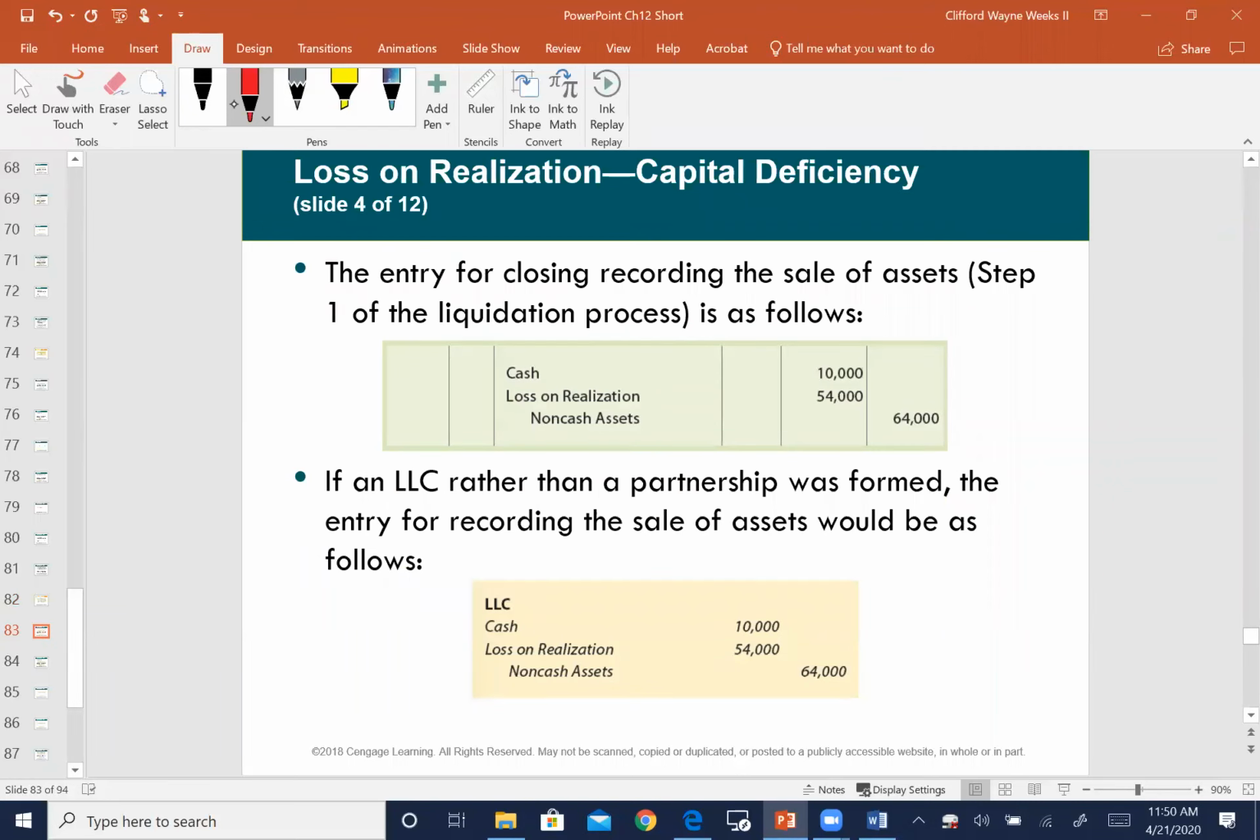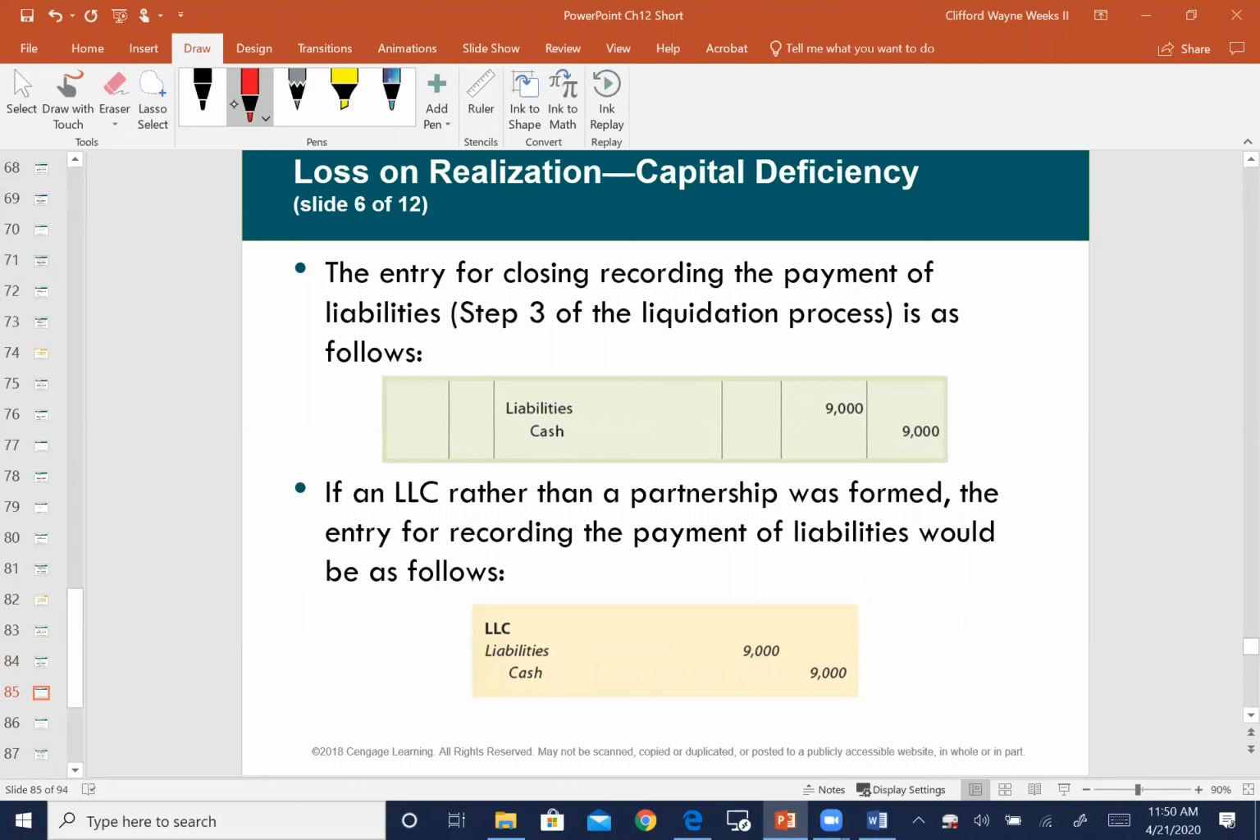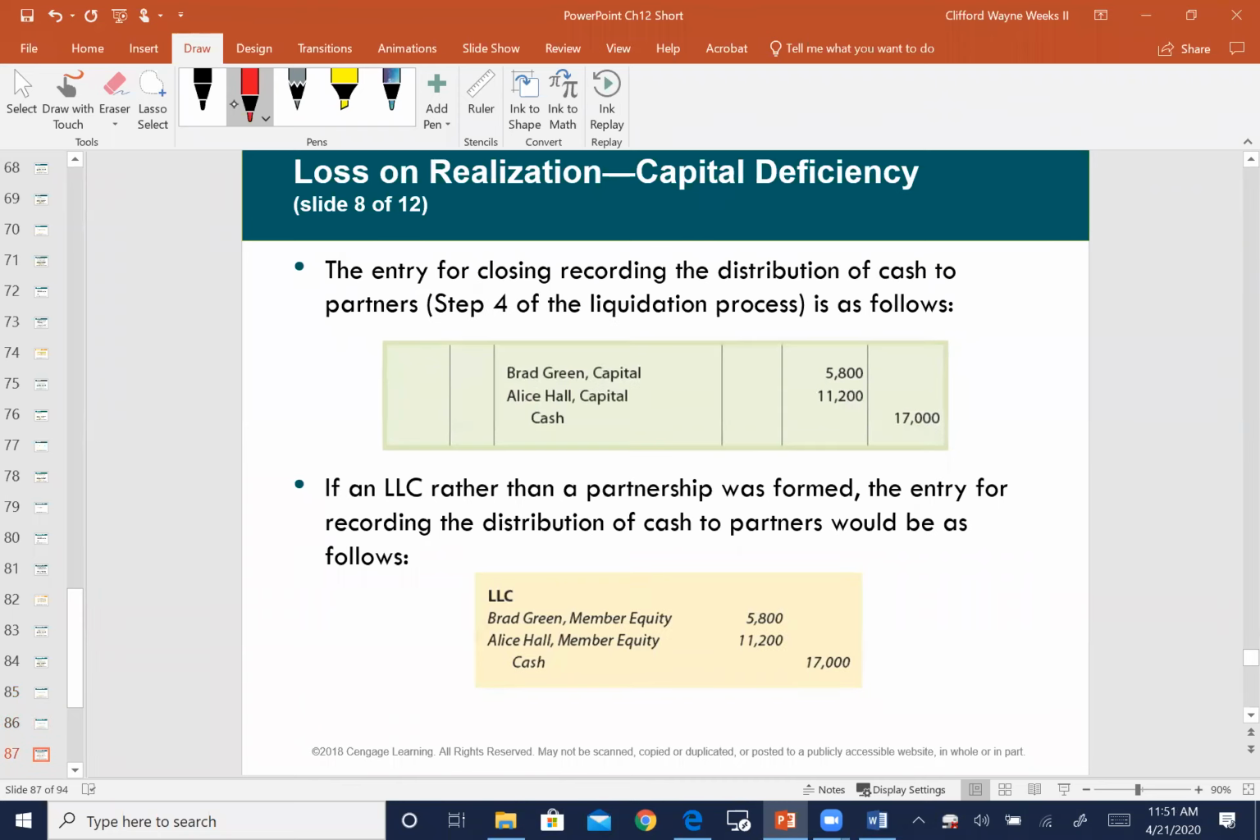And so again, the journal entries, the huge loss. The loss is then allocated based on the partnership agreement. We still have enough cash to pay off our creditors, and if we didn't, this is a scenario where we end up going into bankruptcy. Bankruptcy is when you don't have enough assets to pay off your creditors. In this case, we did, thank goodness. Farley was a good person, and they contributed the additional $5,000 that they owed to the partnership, so that Brad and Alice can get paid.